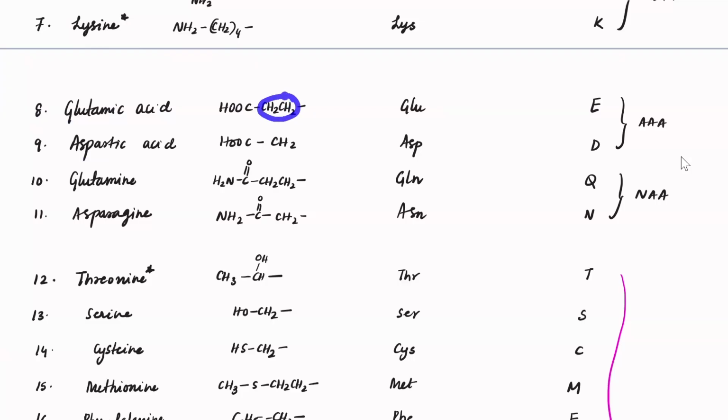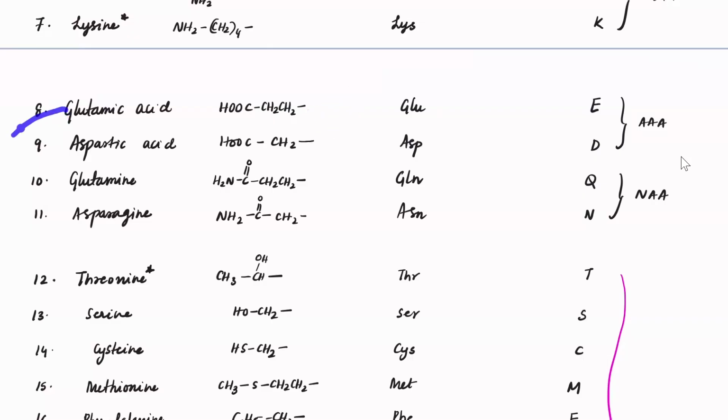If you have an overall propanoic acid as a substituent, that is called glutamic acid, GLU and E. Glutamic acid is E. Next, aspartic acid. If it is only ethanoic acid connected, then it is ASP and D. ASP and D. These E and D are difficult to remember. I know that it will take some time, correct? But slowly, first learn the structures.